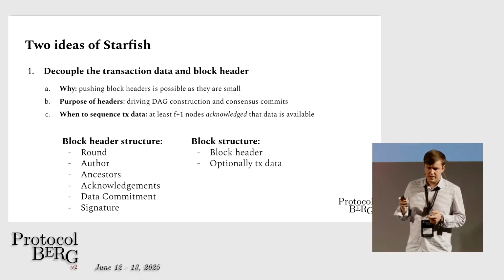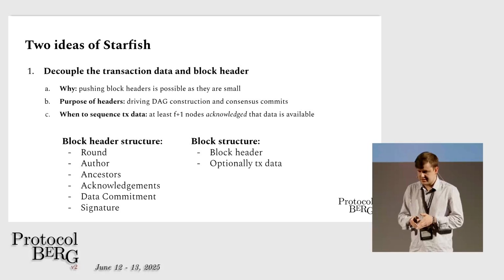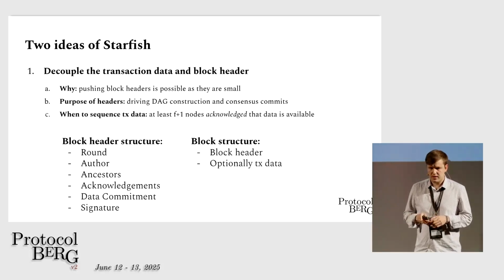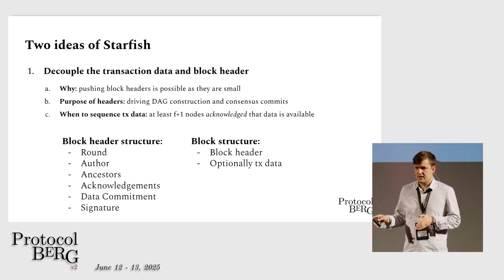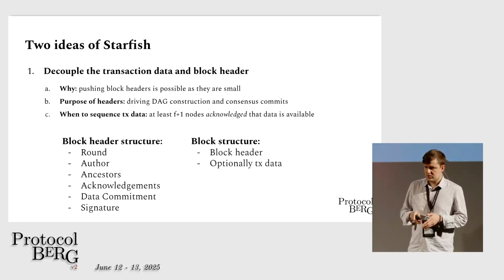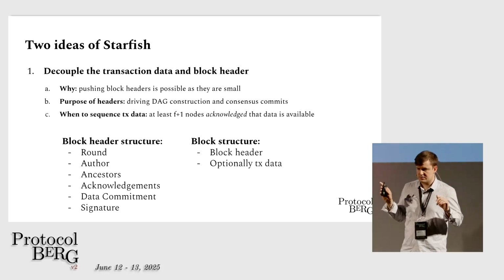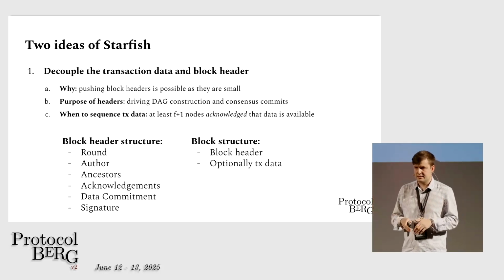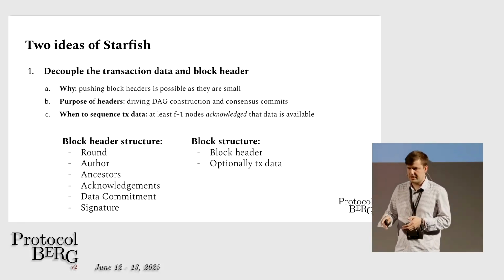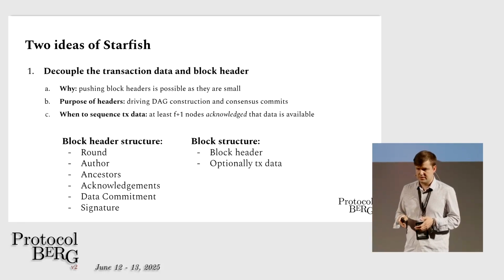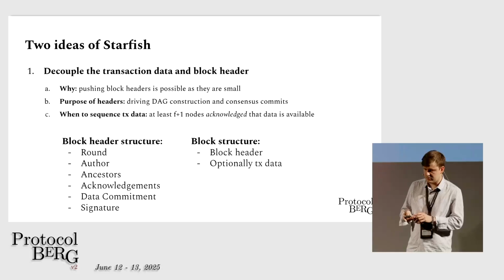But what's important here, since we separate transactions from the block header, is that we need to ensure that the data was well disseminated. And since we could have up to F faulty nodes, we need some kind of acknowledgements from the nodes that the data is locally available to them, and then we can at least pull the data from them. So it means that in the block header, we also need to include acknowledgements. This is a new field that we need to have.